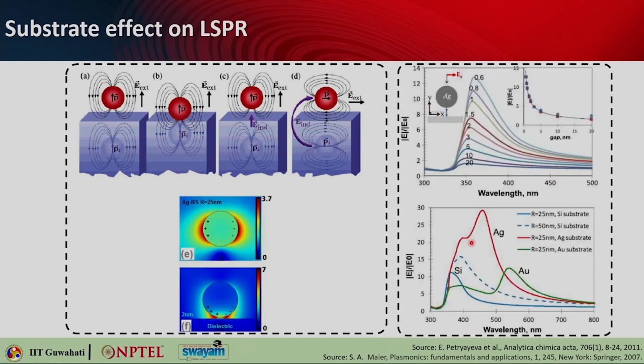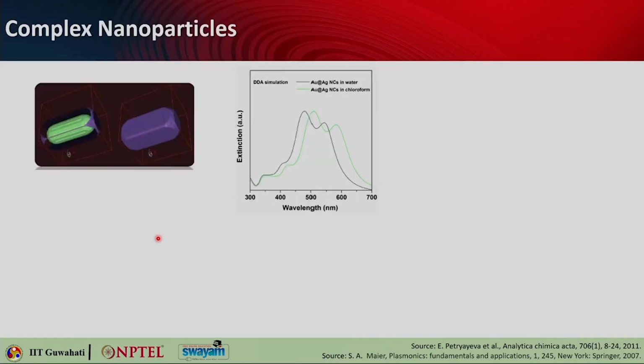So, here also you can see that with reduction in the gap of the silver nanosphere to a dielectric substrate, you are getting a much stronger resonance and there is a redshift. And this is a comparison for different sizes and silica substrate and gold and silver substrate, what happens. Okay. So, depending on whether it is a dielectric substrate or a metallic substrate, the image charge formation will be different.